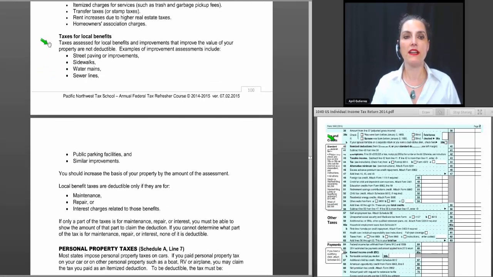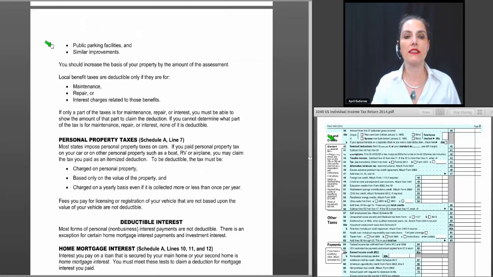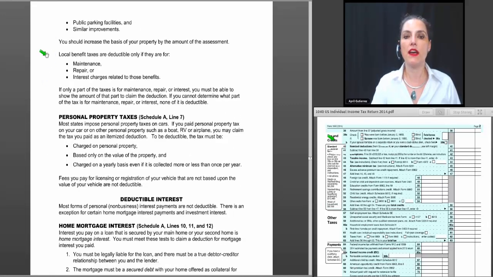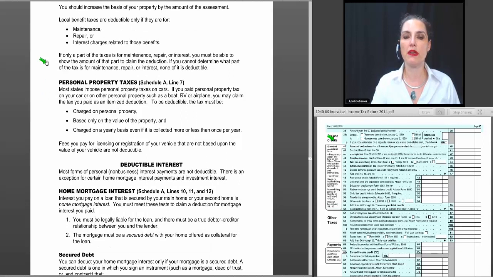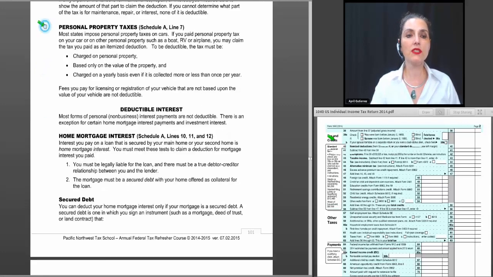Taxes for local benefits. Taxes assessed for local benefits and improvements that improve the value of your property also are not deductible, and examples of improvement assessments include street paving or improvements, sidewalks, water mains, sewer lines, parking facilities, and similar improvements. You should increase the basis of your property by the amount of any such assessment. Local benefit taxes are deductible only if they are for maintenance, repair, or interest charges related to these benefits. And if only a part of the taxes is for maintenance, repair, or interest, you must be able to show the amount of that part to claim your deduction. If you cannot determine what part of the tax is for maintenance, repair, or interest, then none of it is deductible.